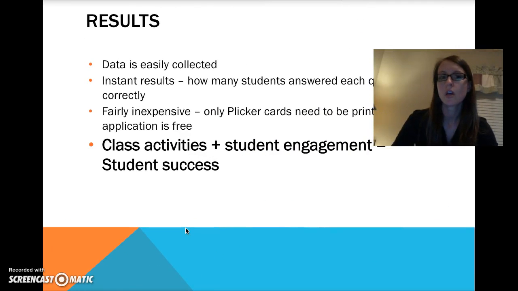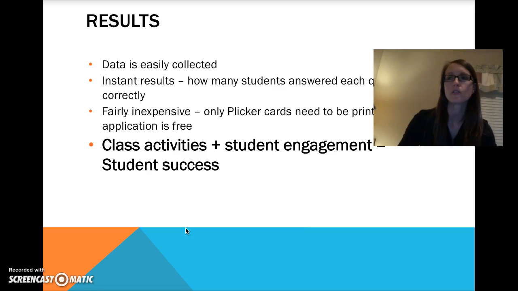So results. The data is easily collected. The results are instant. And it gives you how many students answered it correctly. It's fairly inexpensive. All you have to do is print out the cards, and the app is free. So class activities and student engagement equals student success, and that's what we want. We want in college. We want students to succeed.